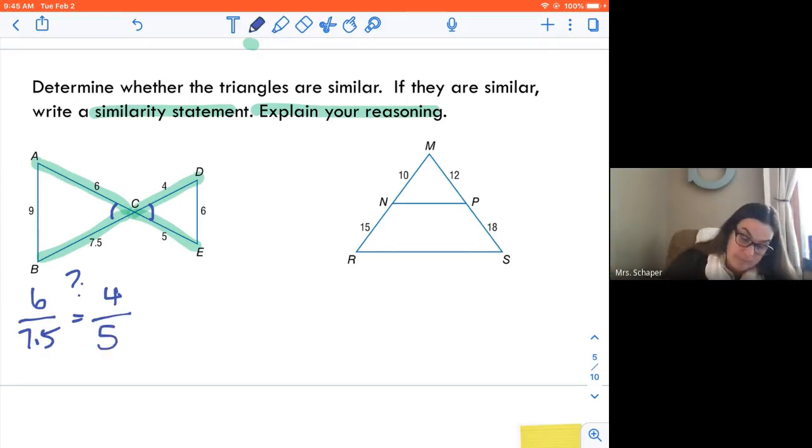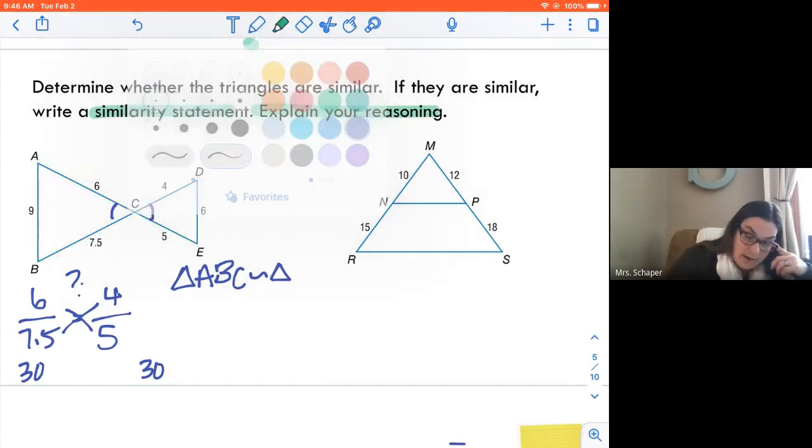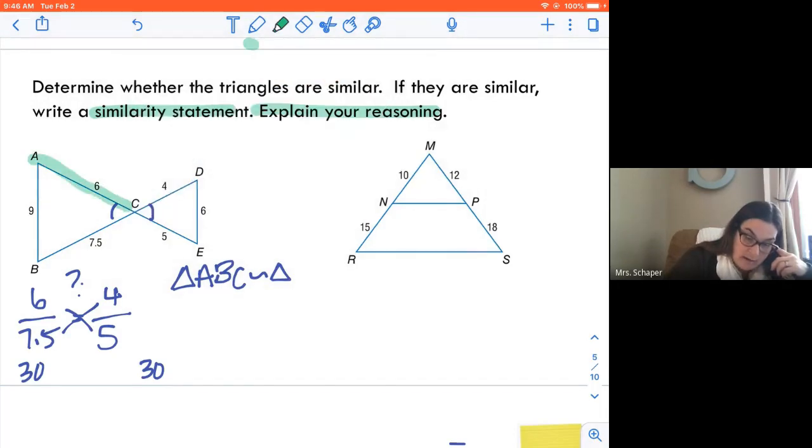Okay, so 6 times 5, if I do cross products, that's 30. 4 times 7.5, that's 30. So that works. So I can say that triangle ABC is similar to triangle... Okay, so now I got to get my highlighting back on. We're going to erase this. Okay, so AC... this isn't going to work because I took them from the same triangle. Let's try this again.